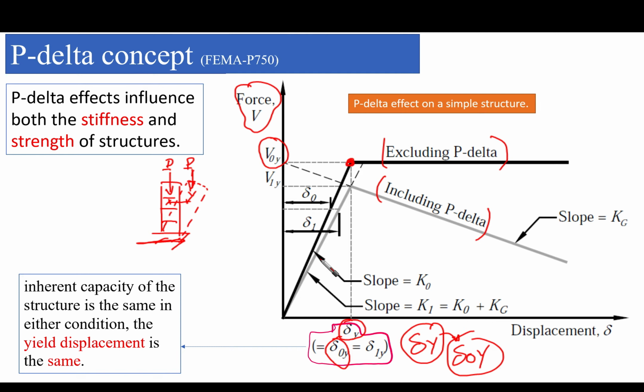So we found that the structure is behaving like this. First of all, the initial slope, which was denoted as K node, of the building without P delta, we found that the slope of the original building is going to be changed if you compare it with the other gray graph.